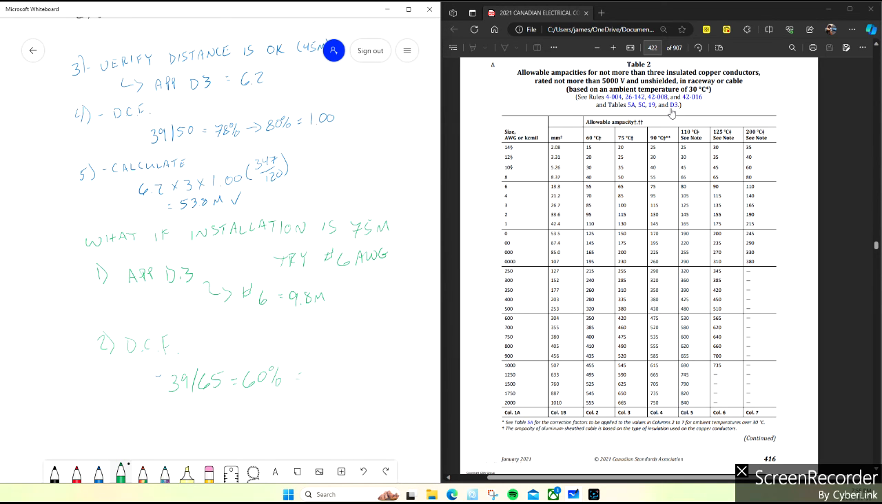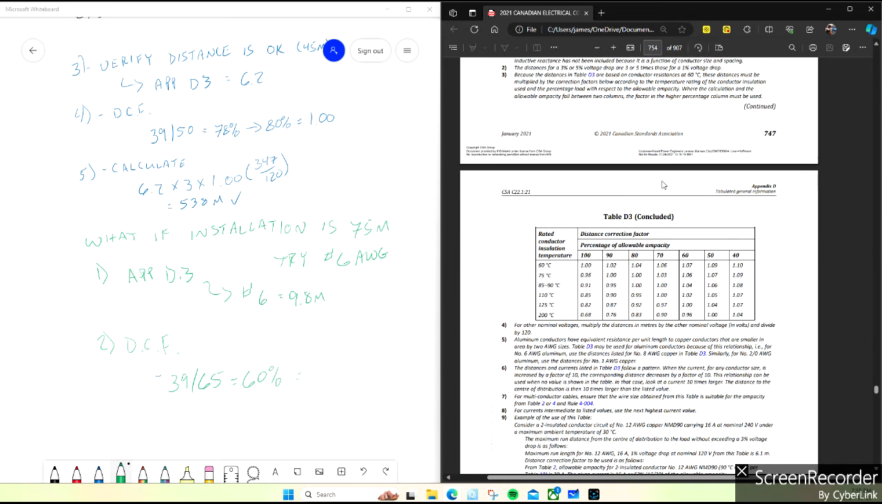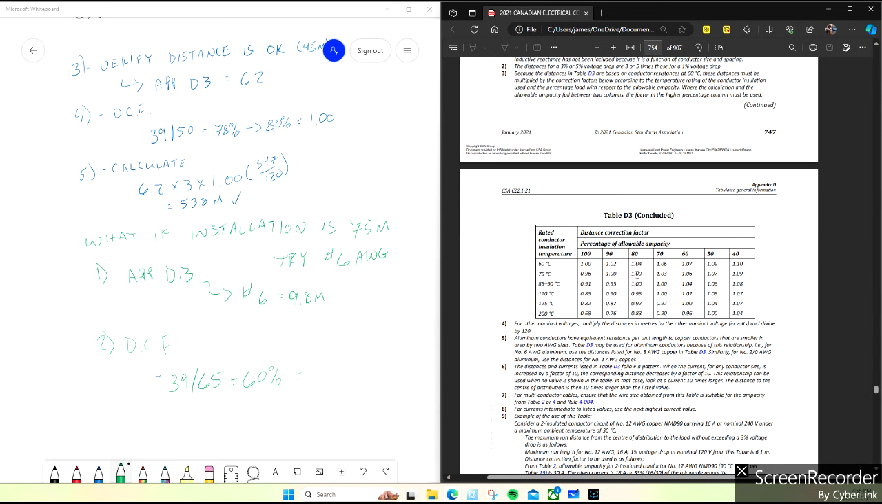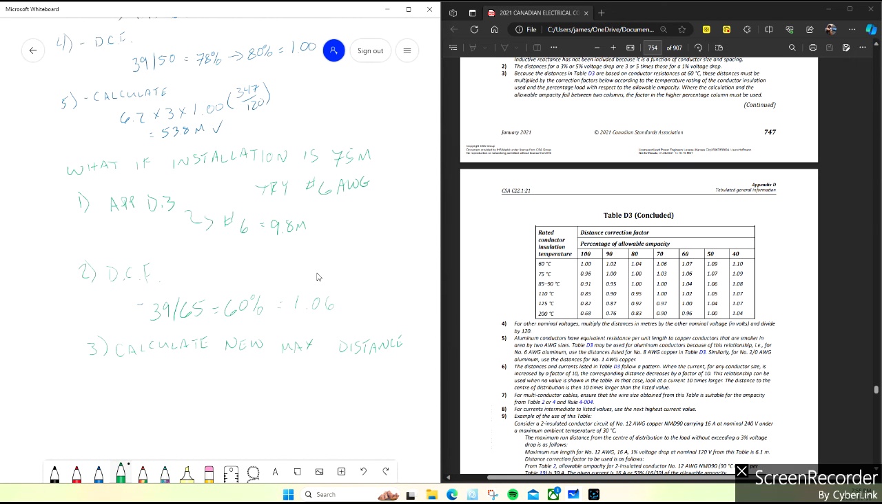All right, so now I can get my distance correction factor, 75 degree row, 60%. So look, it did change the distance correction factor. We now have a distance correction factor of 1.06. Once we have that, we just recalculate. So calculate the new max distance, I guess. Okay, and just plug in our numbers that we got.